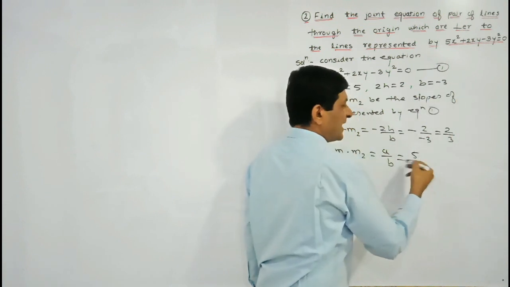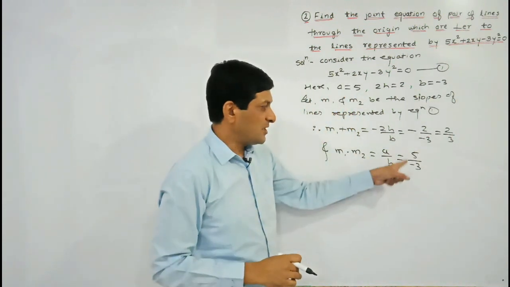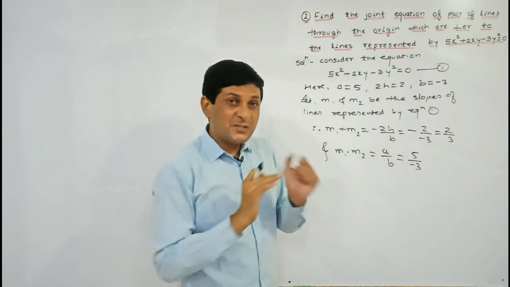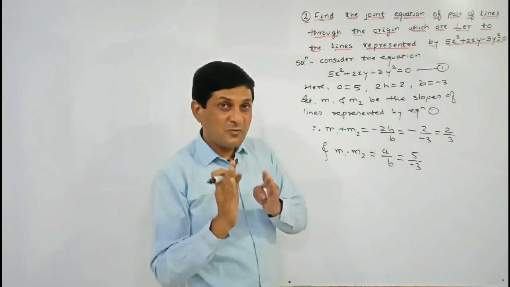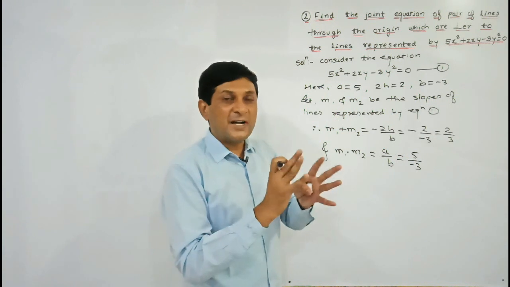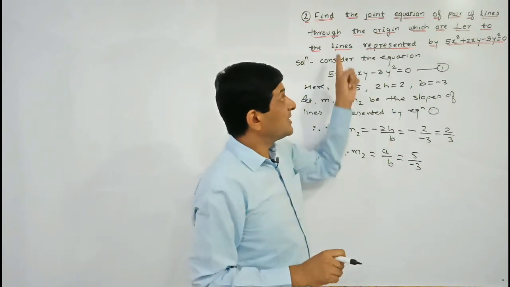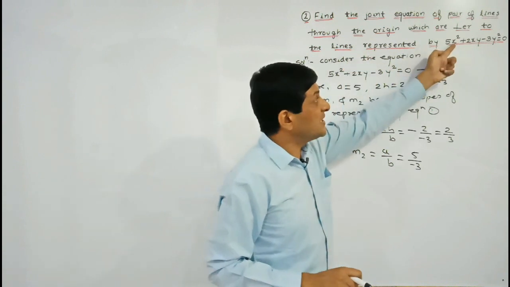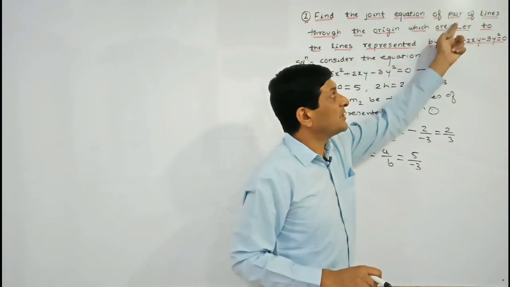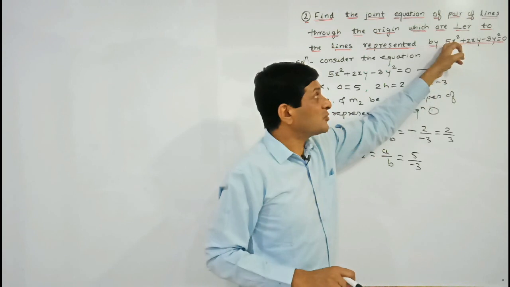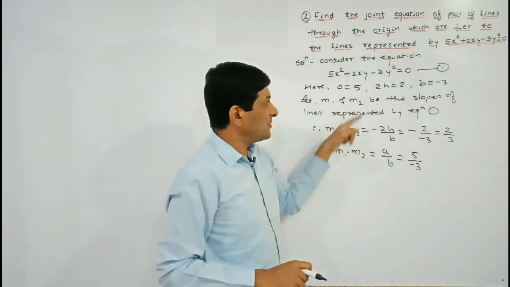Minus 3. Means minus 5 by 3 will be the value of what? m1 into m2. Once both the values are known to us, now we will focus toward our equation of required line. Now the required line, how? The required line is what to the two lines represented by this equation? Perpendicular.